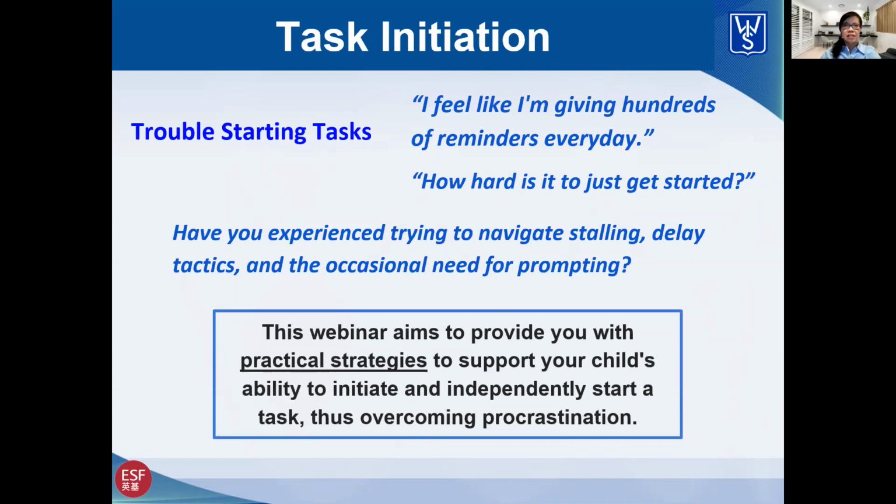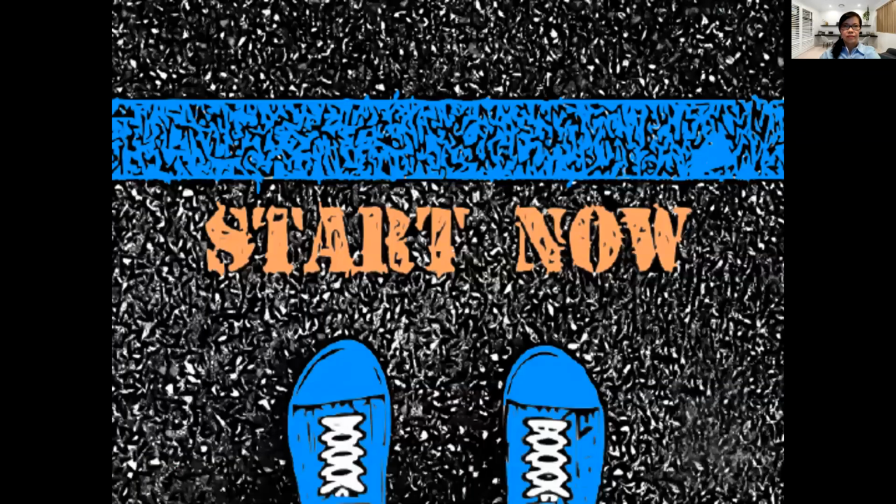By the end of this talk, you will understand about task initiation and motivation, and will have a set of tools to activate your child's learning. Always near the start line, but finding it difficult to begin. So the challenge is activating actions to start tasks, whether this be schoolwork, chores, organization, whatever it may be.